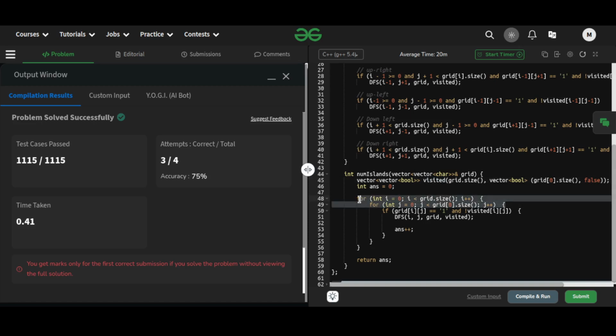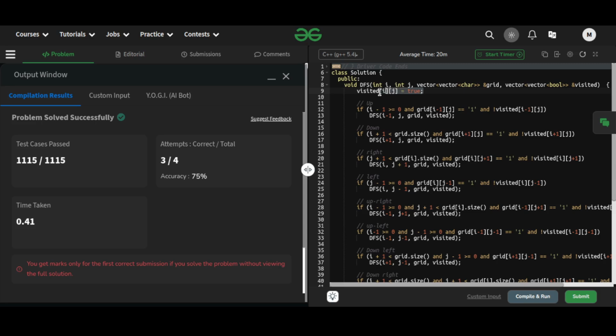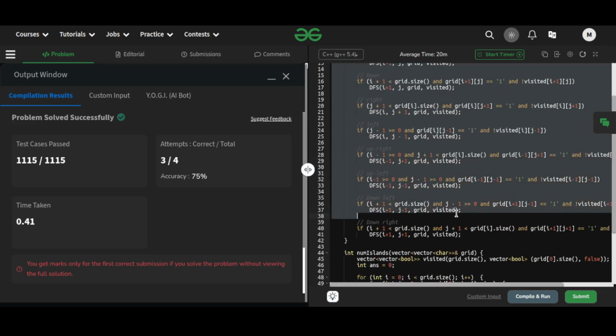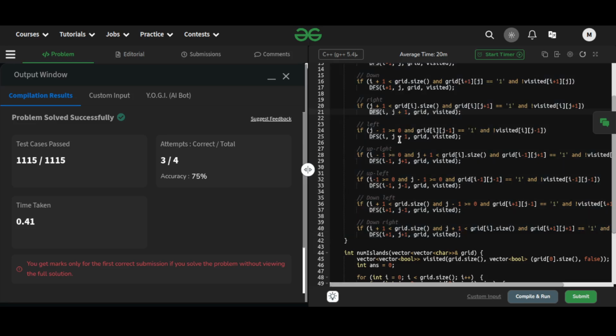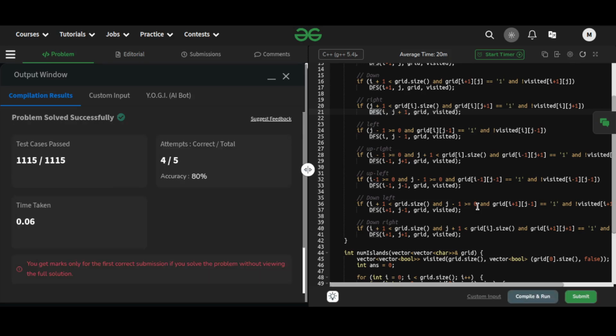So I'm iterating on the grid, and if this grid is equal to 1 and it is not visited, then in such case I'm performing DFS and increasing my answer by 1. Towards the end I'm returning answer. And in the DFS function, all we are doing is marking i, j as visited, and then we are checking the 8 directions which we have discussed, whether we'll be able to move to these directions. If we are able to move, then we are performing DFS recursively on these directions. So that's the C++ implementation, folks. Now let us submit our solution. So our C++ solution also got accepted.